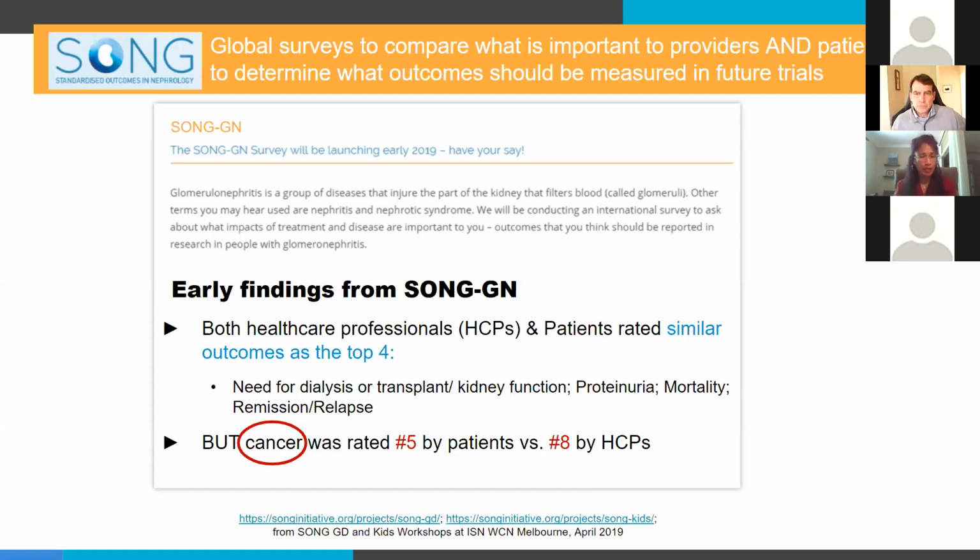Not a surprise that patients are concerned about cancer, but cancer just wasn't as high a priority on the provider list. And so recognizing gaps like this is really important because it helps us steer in the direction of what we should be looking at in clinical trials. The goal of SONG is that ultimately all of our trials will look for the same things in these diseases. And when I say things, it's the things that are concerning to patients as well. Next slide, please.